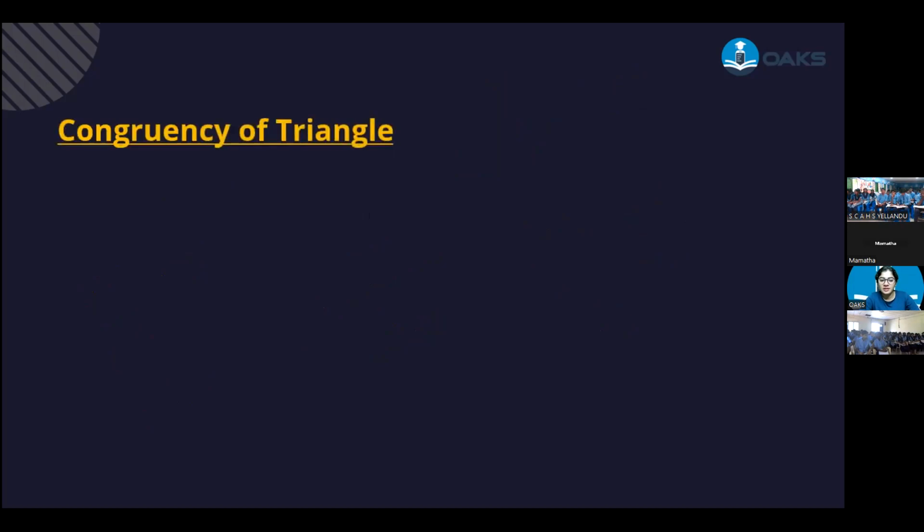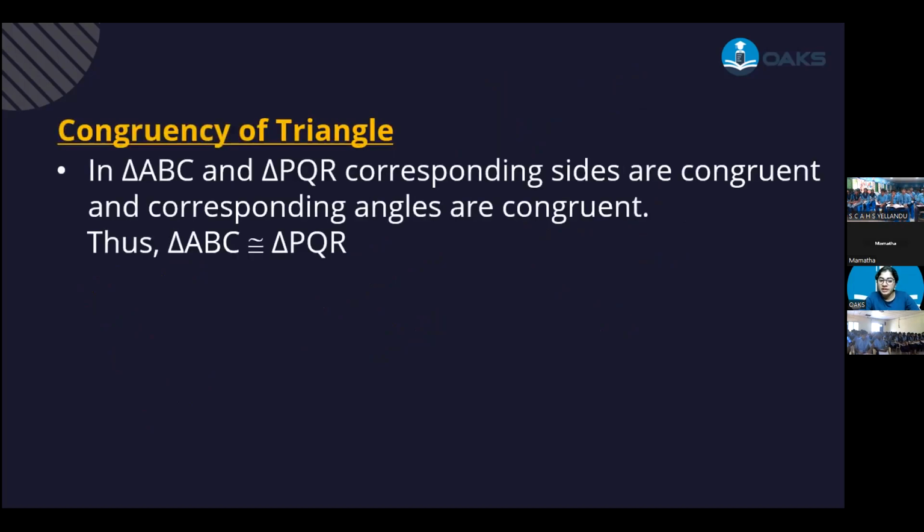Let's move further on the congruency of triangles. Now, what is the definition of congruency of triangles? We have two triangles, triangle ABC and triangle PQR. If the corresponding sides are congruent and the corresponding angles are congruent, then we can say the triangles are congruent.